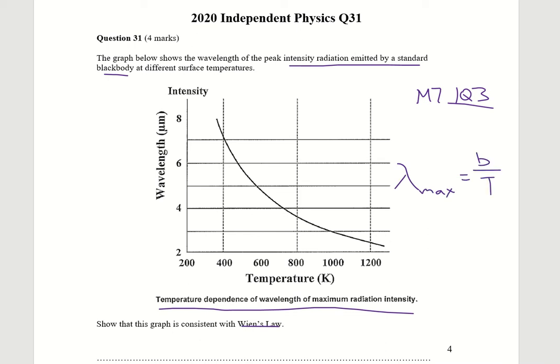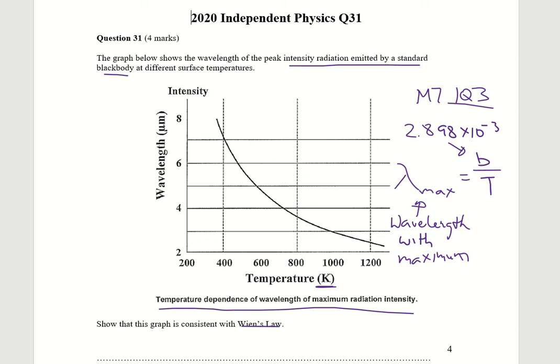So lambda max equals b over T. And if we have a look at what the formula is trying to show us, it's trying to say that lambda max, the wavelength with maximum intensity, will be told to us by the constant lowercase b, which we call Wien's displacement constant. And that value is known to us as 2.898 times 10 to the power minus 3, and also temperature. Now, temperature is measured in Kelvin. That's the standard units. That's why we have this unit here.